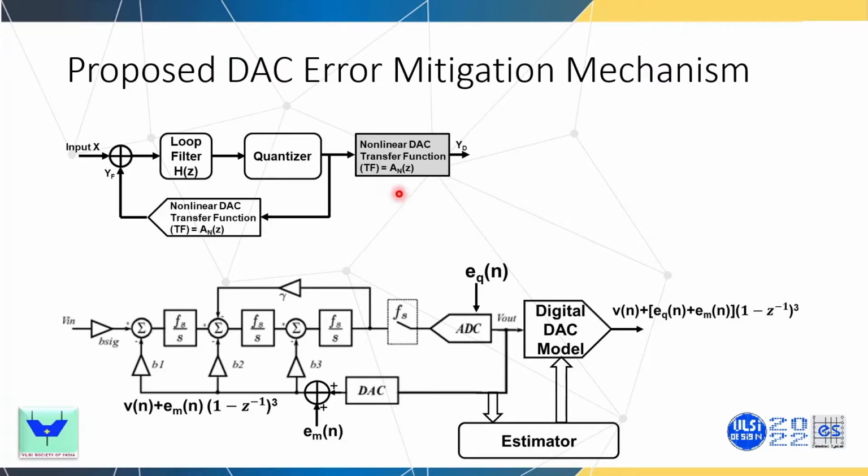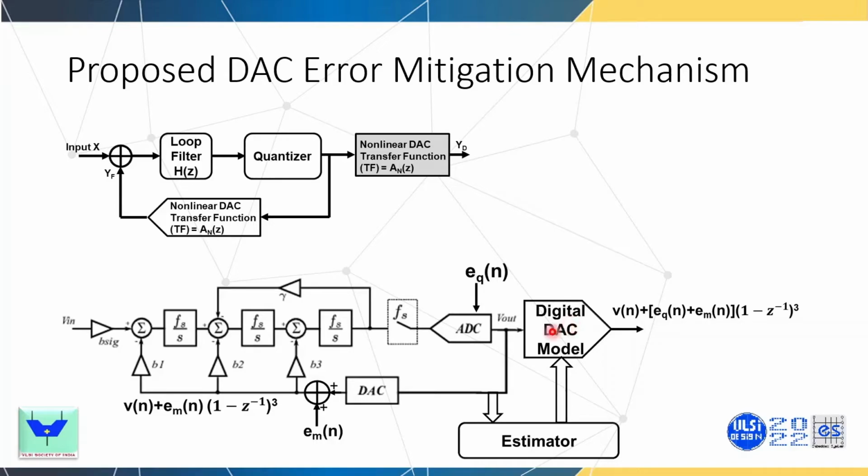So what we did was we modeled the analog DAC that is there in the feedback loop in digital. And how we did that, we had an estimator, which I'll briefly describe in my next slides, which basically estimated the DAC elements and modeled it and plugged it here basically into the DAC digital model.